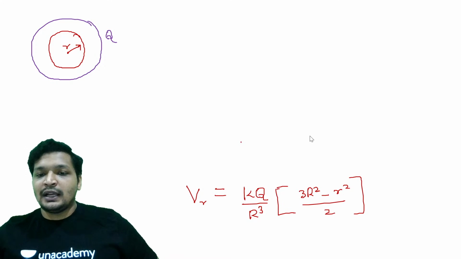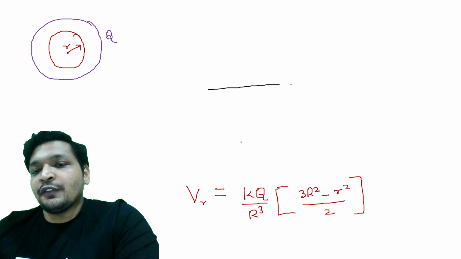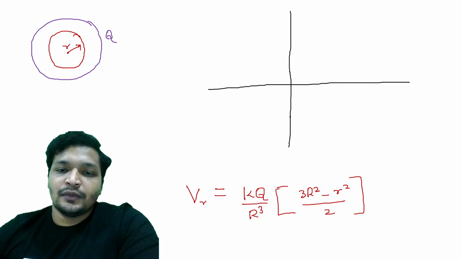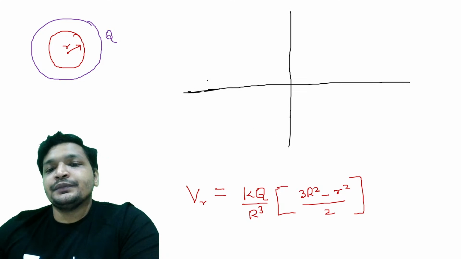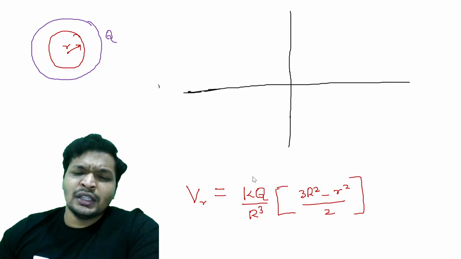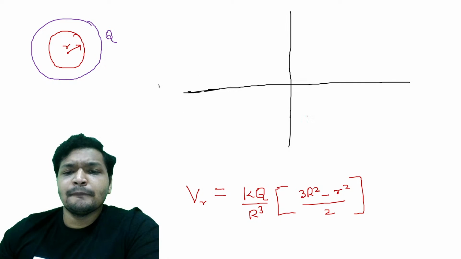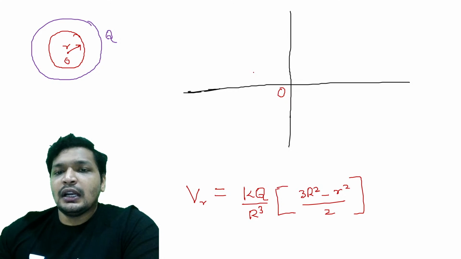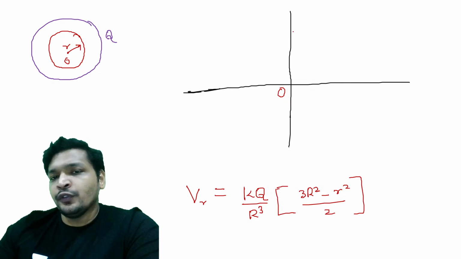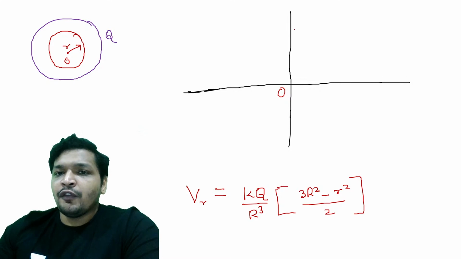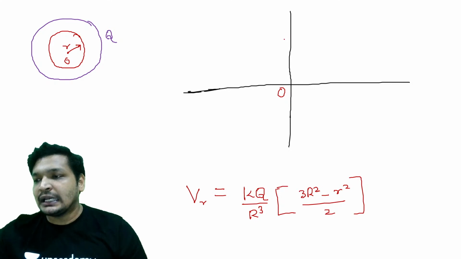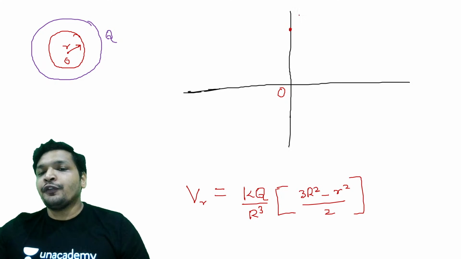So now we need one axis, of course, our potential axis. The other one is going to be a distance axis. Let's say the center is the origin. Now we are going to do it, as usual, for positive charge. For positive charge, what is the maximum potential? Maximum potential is at the center. For uniform charge distribution, this is going to be 3kq by 2R.